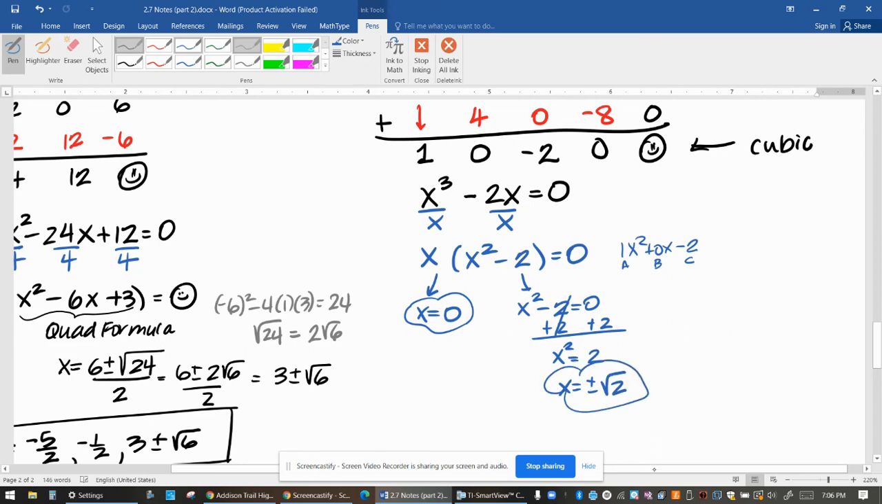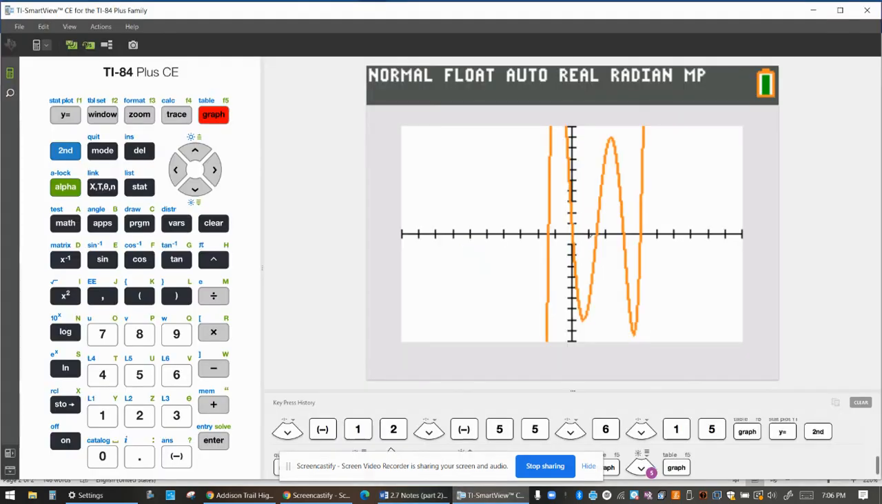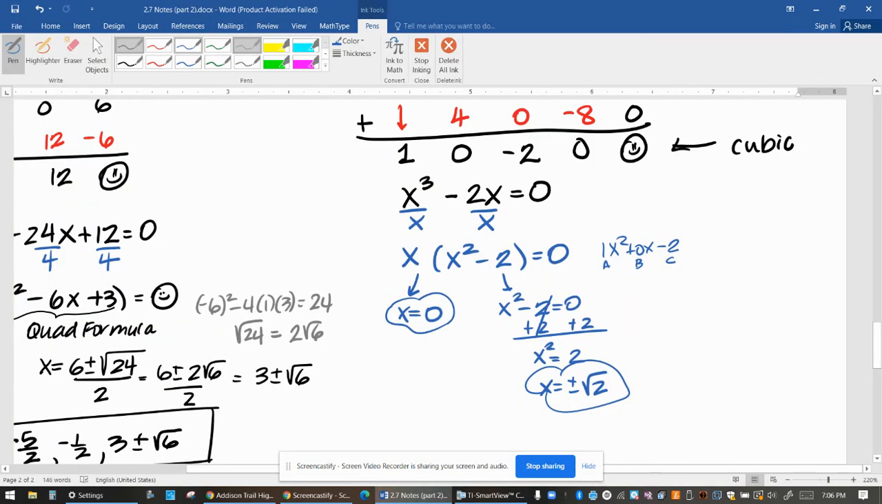So there's the other 0, and that's where those decimals came from. So if you take your calculator and you take the square root of 2, you get 1.41, which is pretty much between 1 and 2. So there's the 1.41. If you do negative root 2 on your calculator and change it to a decimal, you get negative 1.41, which is the leftmost. So remember that 2 of the zeros look like they were decimals. The rest were integers or whole numbers.